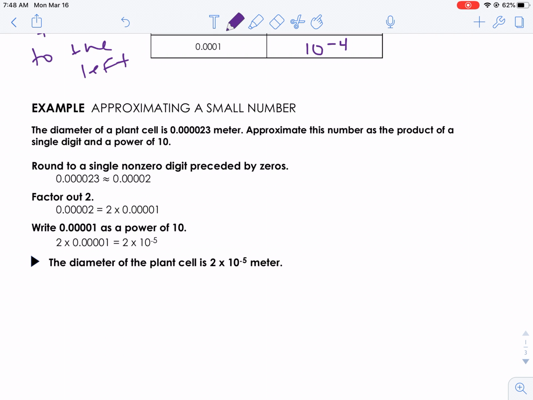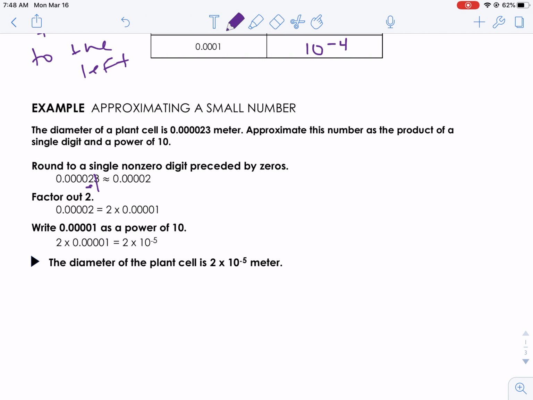So in this example, we're looking at the diameter of a plant cell. It is 0.000023 meters. We're approximating this number as the product of a single digit and a power of 10. So we're going to round to a single digit, and then everything else will turn into zeros. So we're rounding to the farthest left number, so in this case the 2. 3 would keep the 2 at 2, and then that 3 is going to be eliminated.